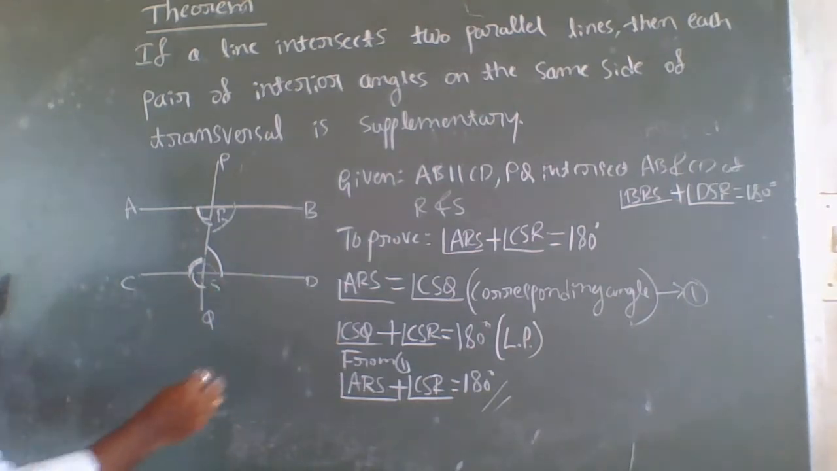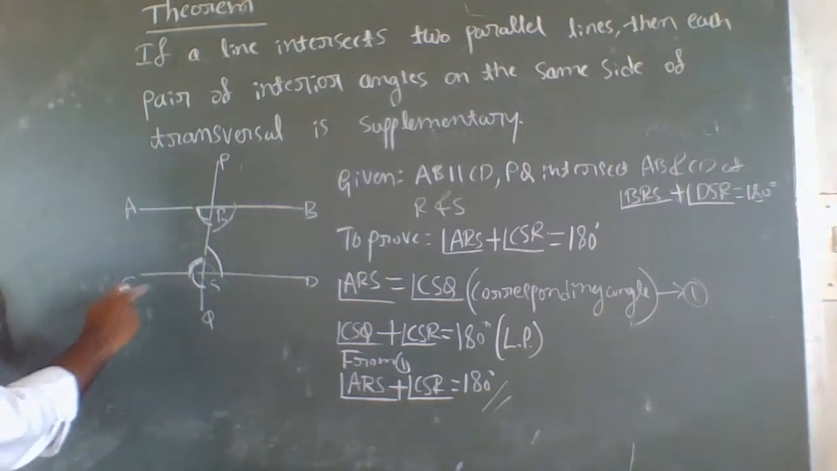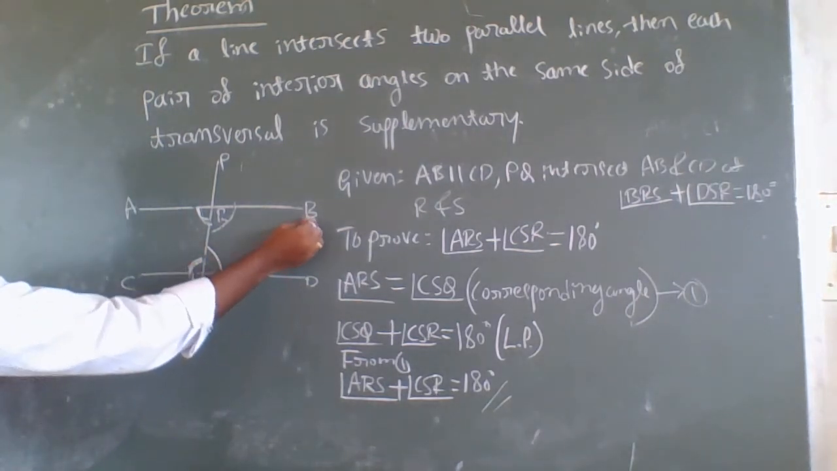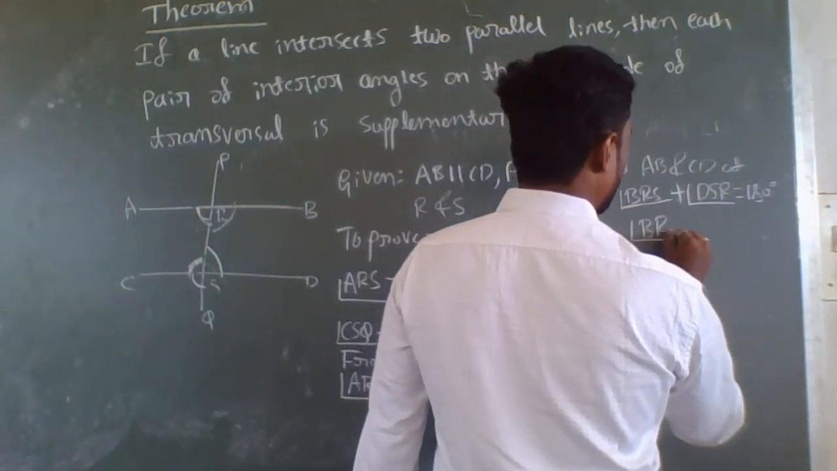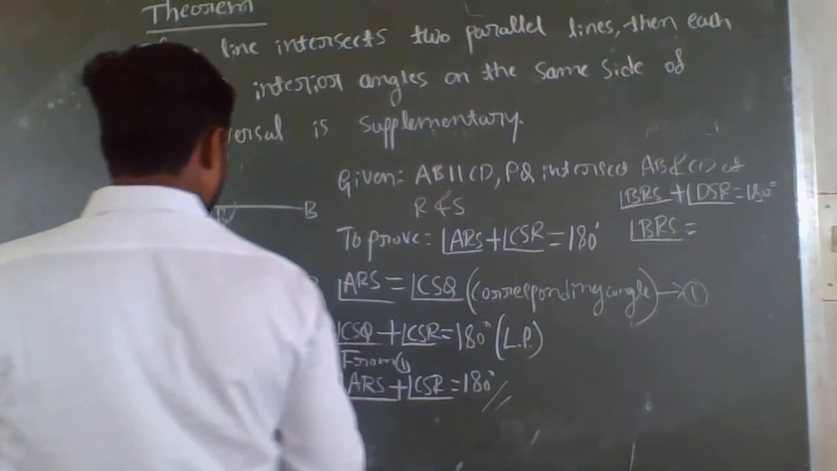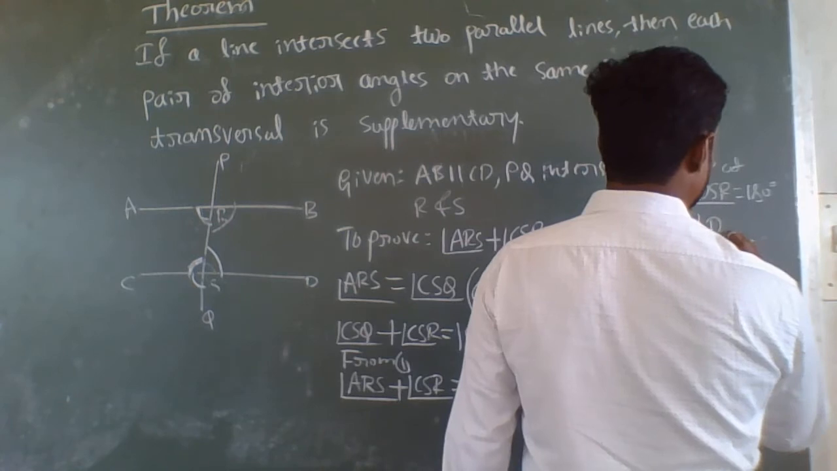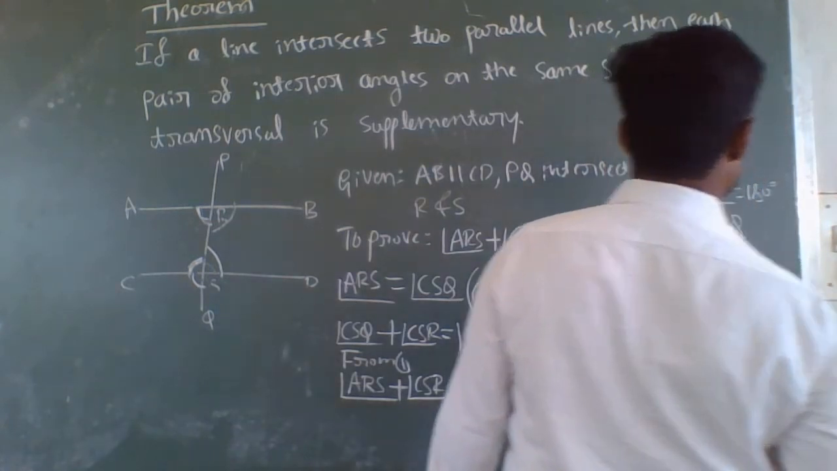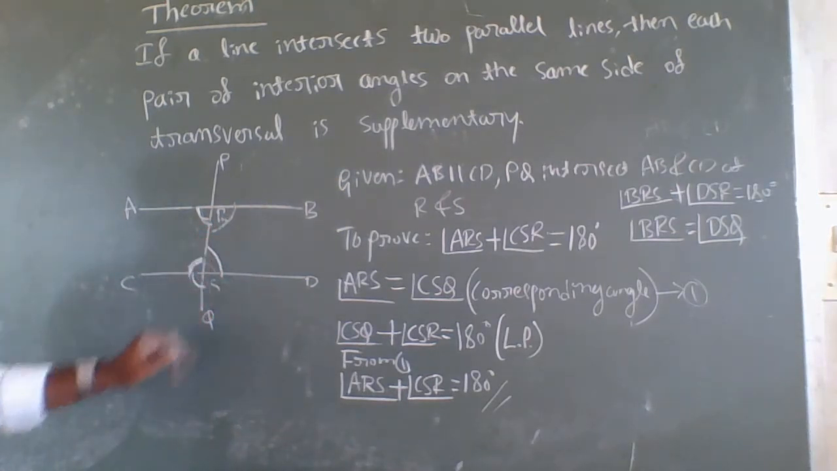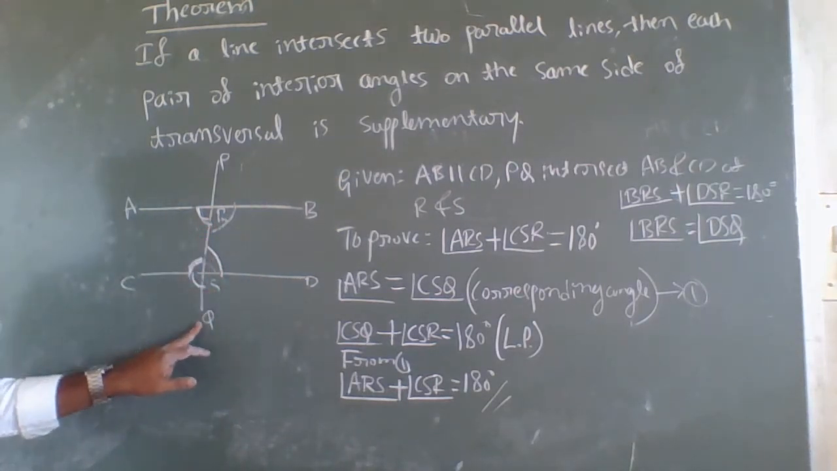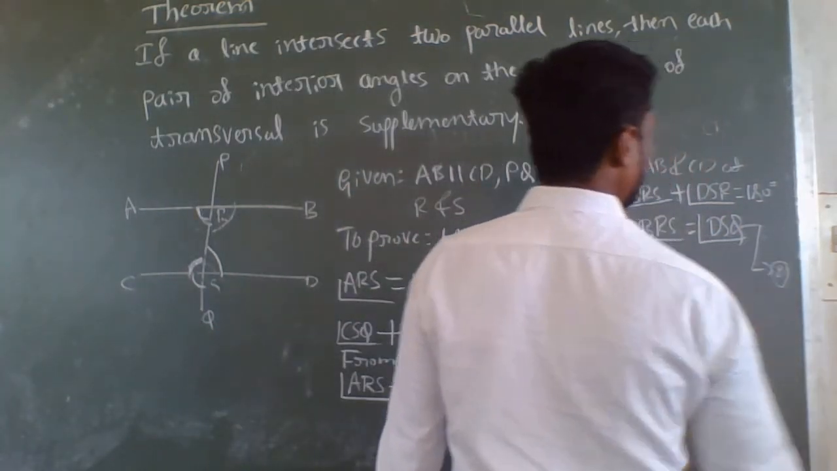Like this only, just as I showed angle ARS is equal to angle CSQ, I will write angle BRS is equal to angle DSQ, because these two are corresponding angles. Angle BRS is equal to angle DSQ. So here I will consider it as 2.